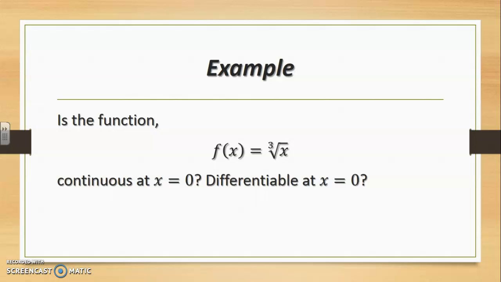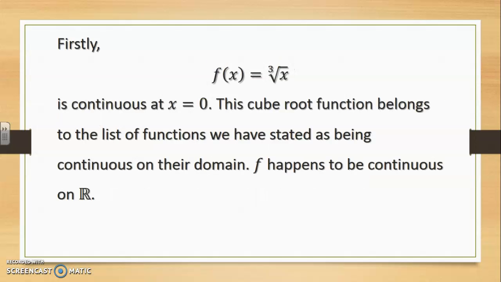Our last example: is the function cube root of x continuous at x equals 0, and is it differentiable at x equals 0? Again, two different questions. One is about the continuity of the function, the other one is about its differentiability. So first, maybe just out of memory, remember that cube root of x is continuous at x equals 0. In fact, the cube root function belongs to the list of functions that are continuous on their domain, which happens to be all real numbers. So x equals 0 does not create any problematic situations here. The function is continuous all the time, notably at 0.